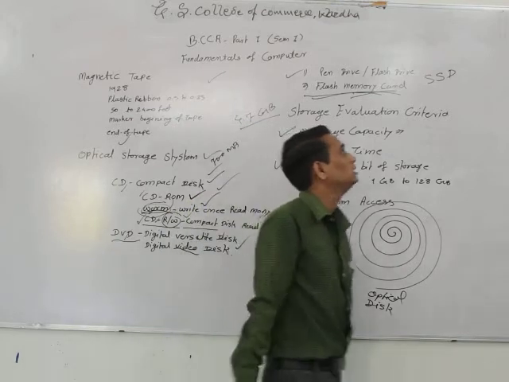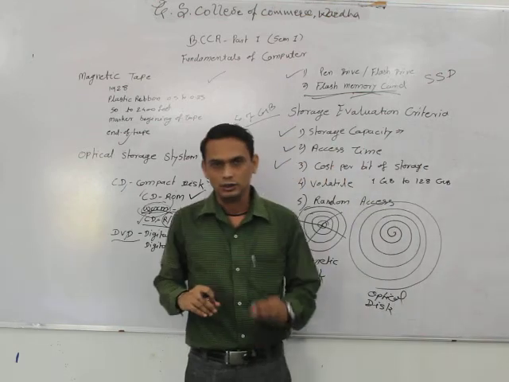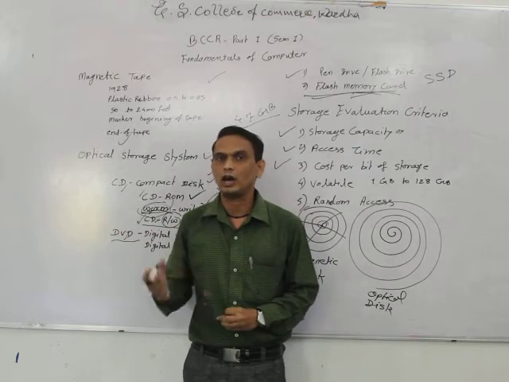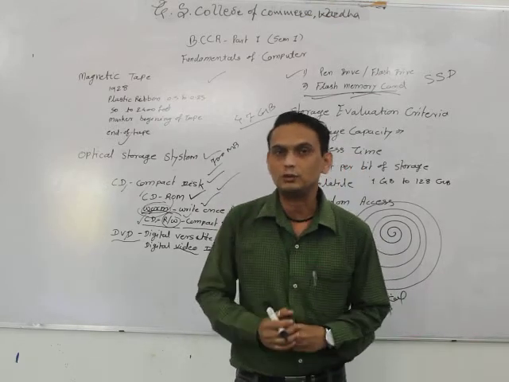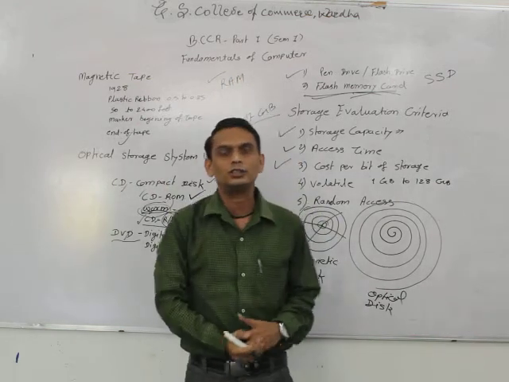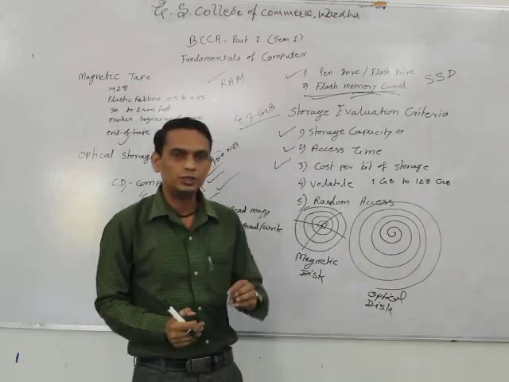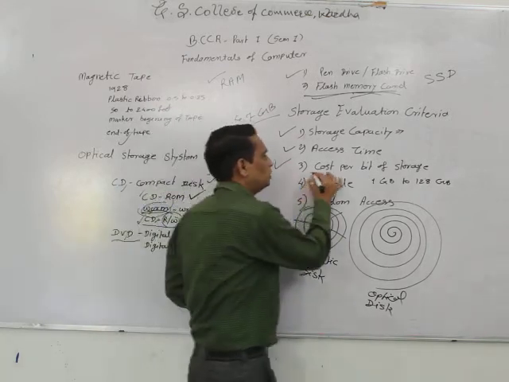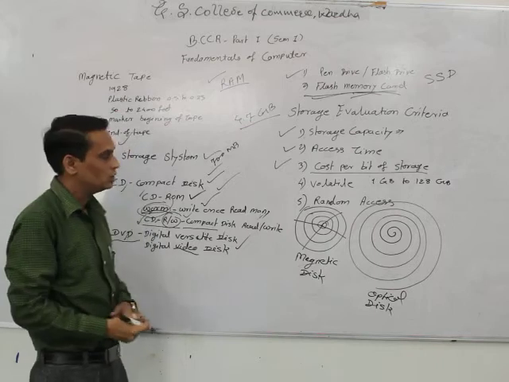Next one, cost per bit of storage. Every type of storage system depends on the cost. Just like the cost per bit of storing in RAM is much higher than any other. Therefore, the most expensive storage device is RAM, because its storing cost is much higher than the other systems. The cost per bit of storage is much larger for RAM than for other storage devices.